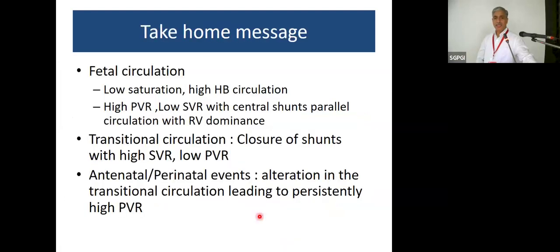I have completed, and to summarize, fetal circulation is a low saturation, high hemoglobin circulation, which helps the fetus survive in a hypoxic environment. It has a high PVR, low SVR, with central shunts running in parallel with RV dominance. In the transitional circulation, the closure of the shunts happens, leading to a rise in systemic vascular resistance and a fall in PVR. Any antenatal or perinatal event which alters this transitional circulation will lead to increased PVR and therefore PPHN, which needs management.